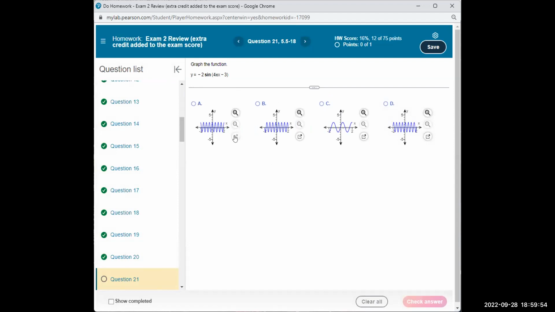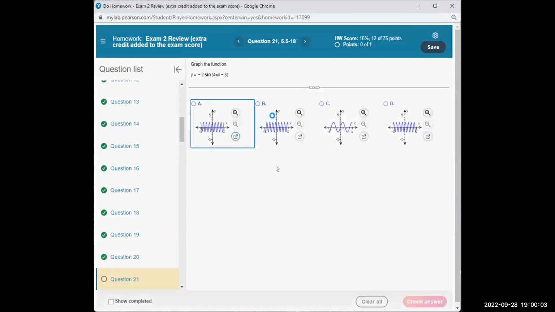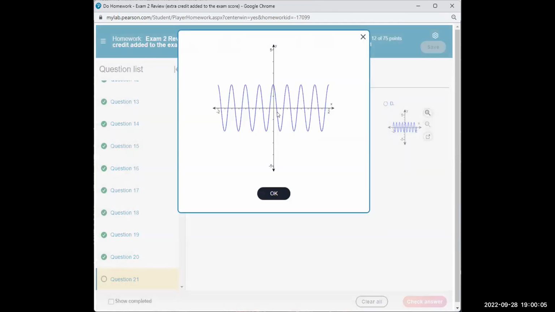So let me take a look at this again. And the negative means it's going to go down. So this one definitely goes down, and it's been shifted to the right. This looks like the right graph, and the amplitude is 2 because it has a height of 2.